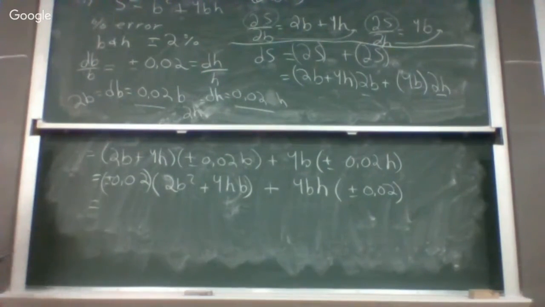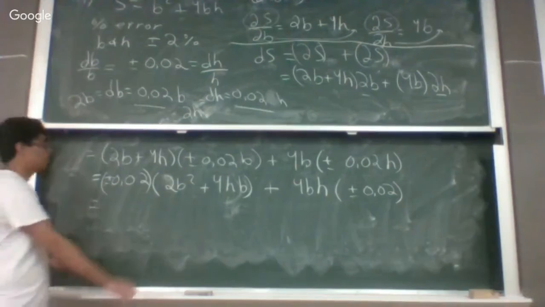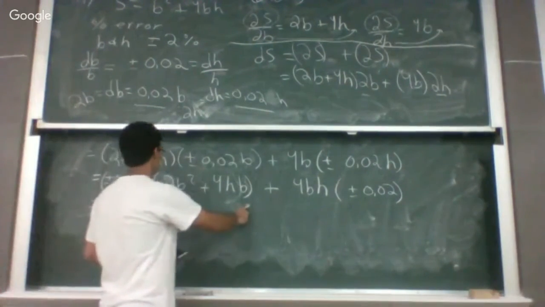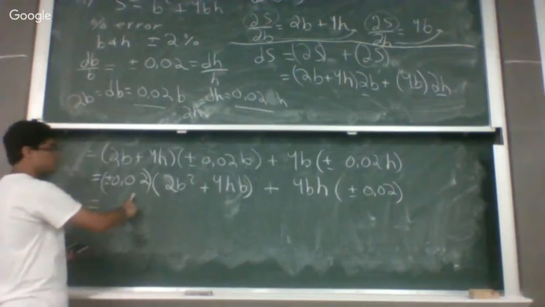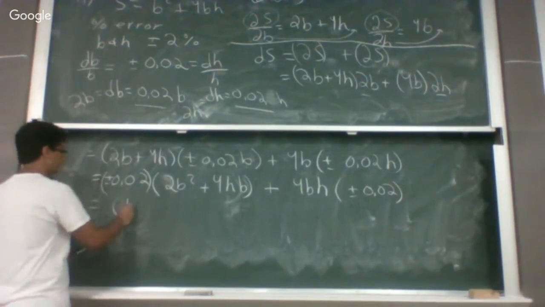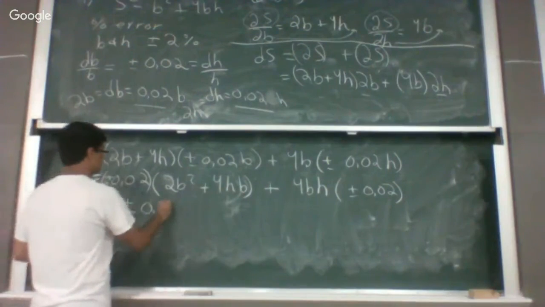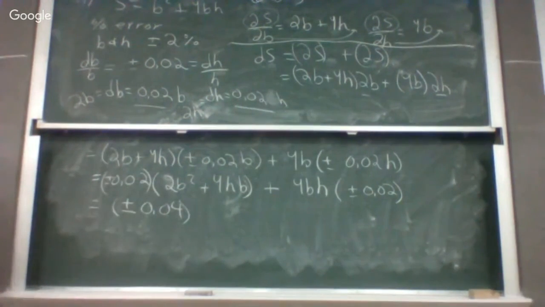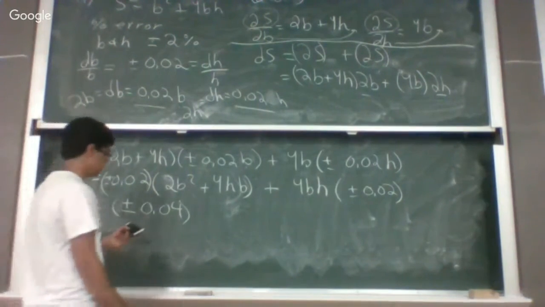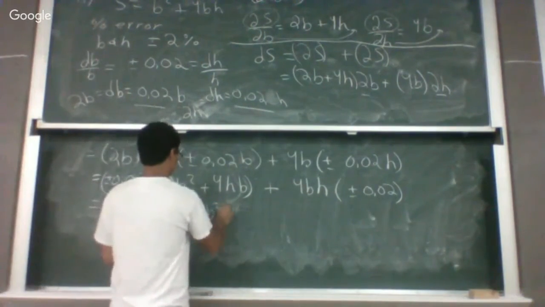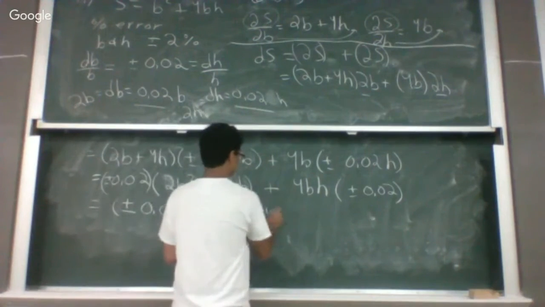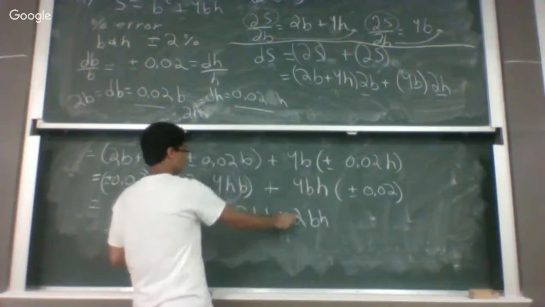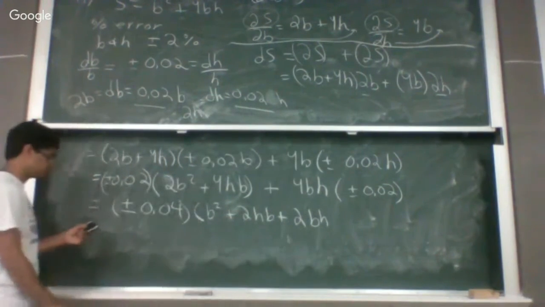Okay. So we can simplify this part even more. We can take out a 2 from all of them. We can take out a plus or minus 0.02 from both of them. So we have plus or minus 0.04, because they all have an additional 2 being multiplied to them, times the quantity of b squared plus 2hb plus 2bh. So that comes from this part, this comes from that part.